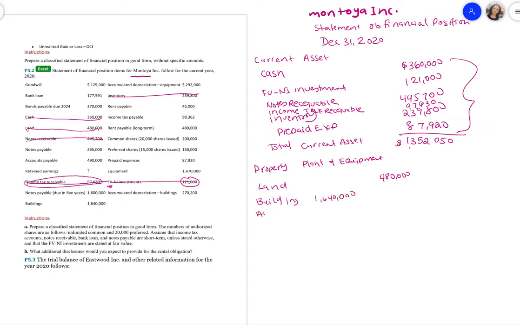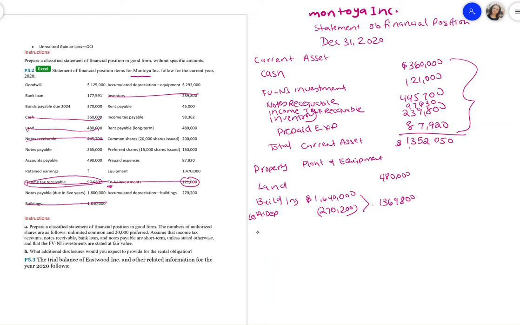1,640,000, and then we have your accumulated depreciation on the building, which is right beside it. So that is 270,200, and what we have to do is minus it, and then the subtotal goes to the side. So that is my subtotal.